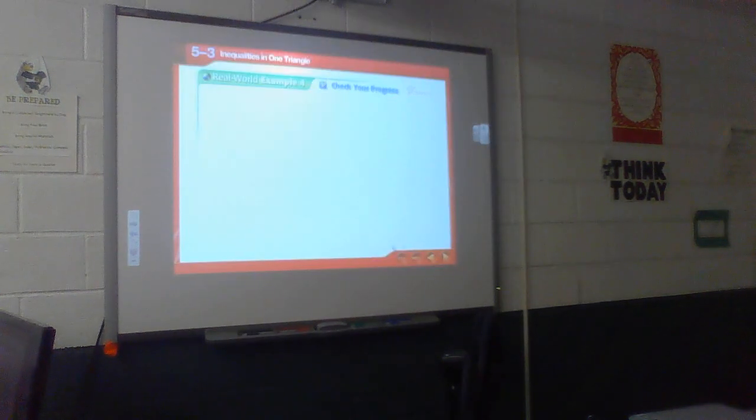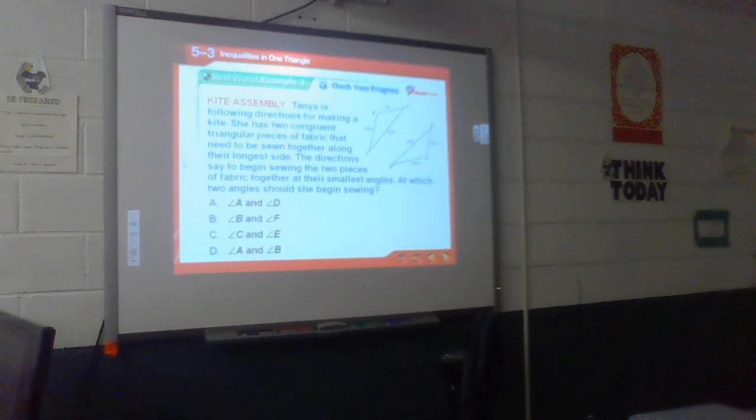Let's read a story. You always have to have one on Friday. Tiny is following directions for making a kite. She has two congruent triangular pieces of fabric that need to be sewn together along their longest sides. The directions say to begin sewing the two pieces of fabric together at their smallest angles. At which two angles should she begin sewing? What two angles are the smallest? A and D. Everybody get why?